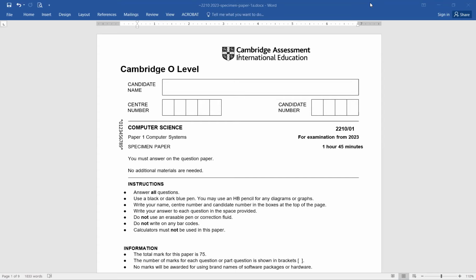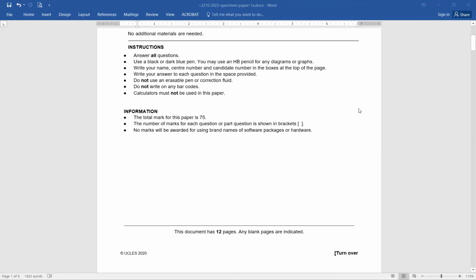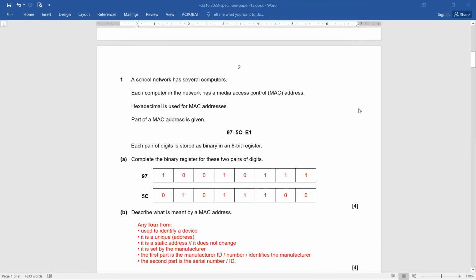We are not supposed to write anything in the barcodes. Calculator must not be used in the paper, so please do not take the calculators to the examination hall at all. The paper is of 75 marks. The number of marks are given at the end of each question or the part of each question in the brackets. Please be very clear that you are not going to get any mark if you are mentioning the brand name or the software packages at all. So please, you need to follow these instructions. And now we are moving to the first question of this specimen paper.